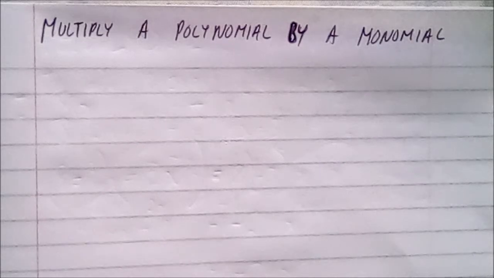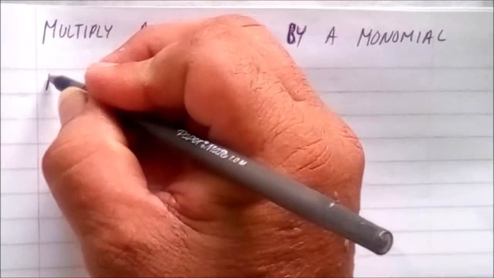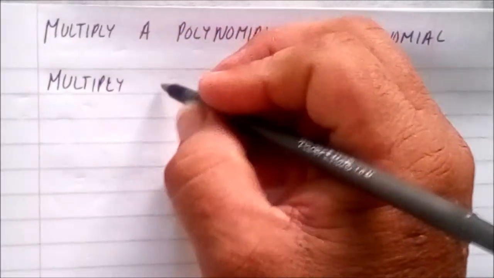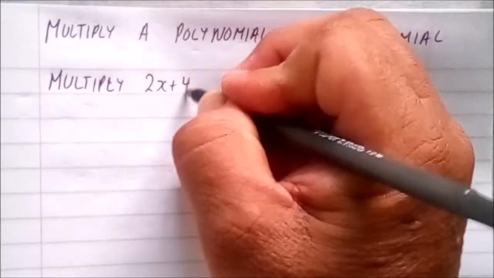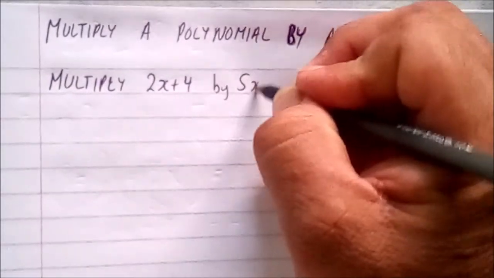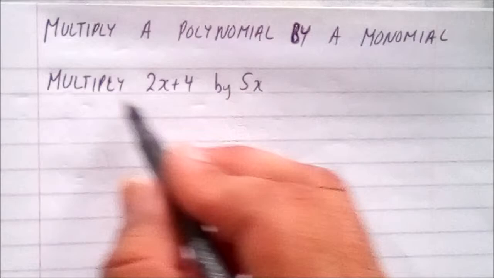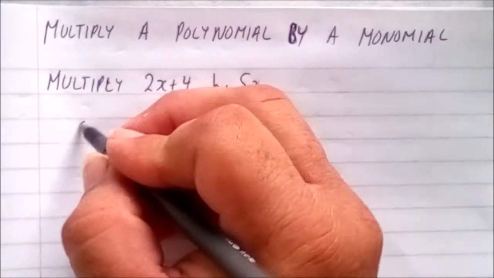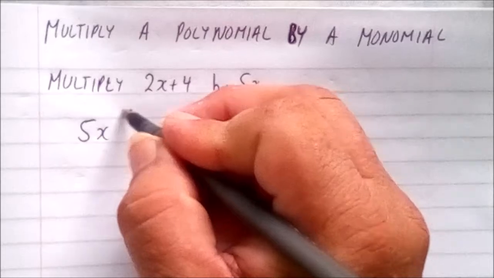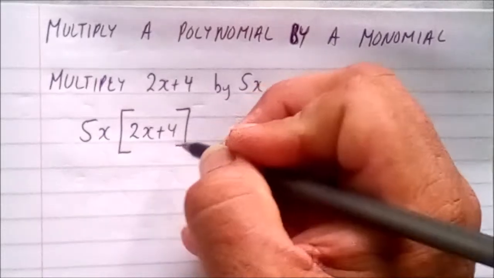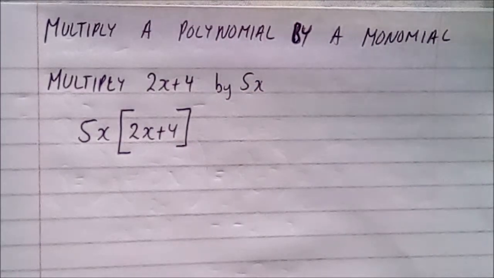If you notice, the distributive property is popping up a lot, and so we need to know how the distributive property works. Say, for example, I tell you multiply 2x plus 4 by 5x. We will do this by saying, now this is telling you to multiply this by this, so you're going to put now 5x open bracket, and I'm going to use this so as to differentiate, 2x plus 4 close bracket or parentheses, right? So that's what we need to do.